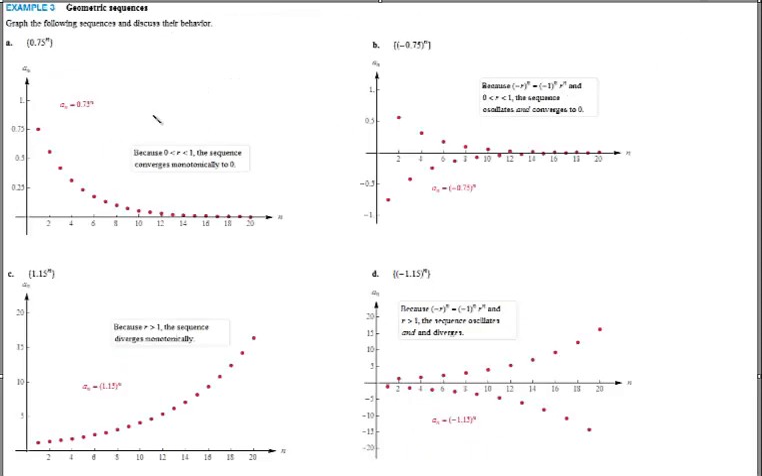Let's look at the following sequences in example 3. The graphs are here for you. You can see that the sequence converges to 0 and it is monotonically decreasing.